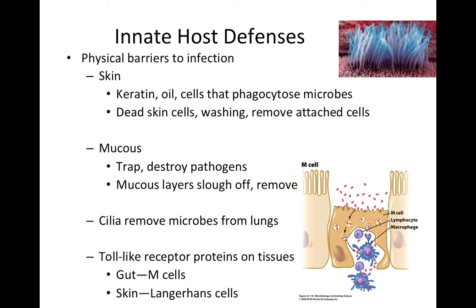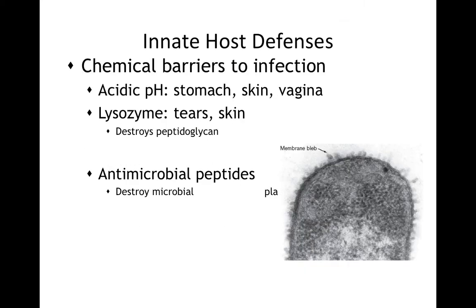For chemical barriers of host defenses, we have the acidic pH of the stomach, which I mentioned can be pH 1 in the stomach. Skin is slightly acidic, and so is the vagina, and that basically inhibits the growth of many microorganisms.